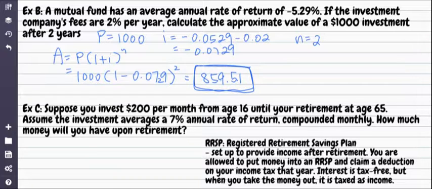So we're not going to be able to use A equals P times 1 plus I to the N because that only works if we're leaving the money alone. But in this case, we keep adding to it. So we have to use a more complicated formula.